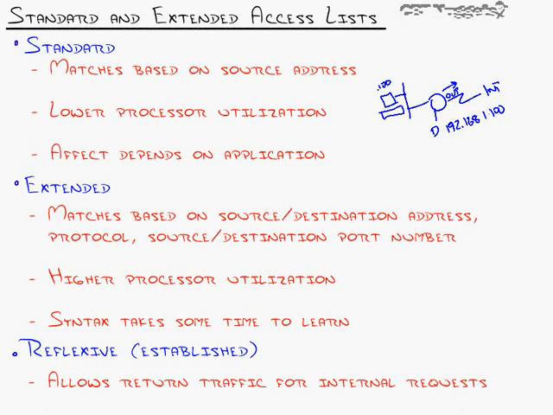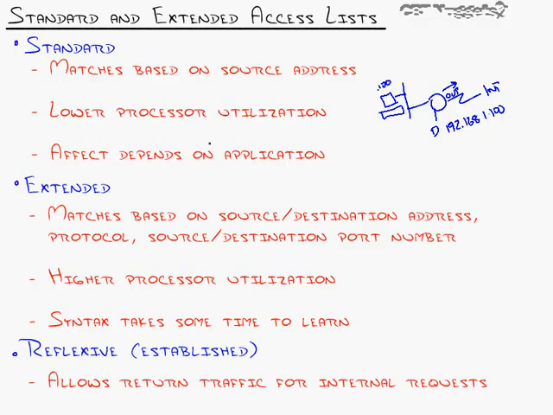So this has the lowest processor utilization of any access list because whenever you apply an access list to your router, the processor gets pumped up a little bit because it has to check every single packet going through against the access list. But if you use a standard access list, it only has to check the source IP address. It doesn't have to look at anything else, so it doesn't really slow the router down too much.